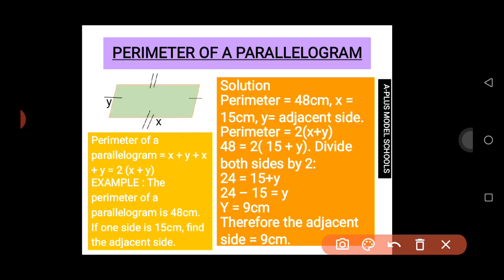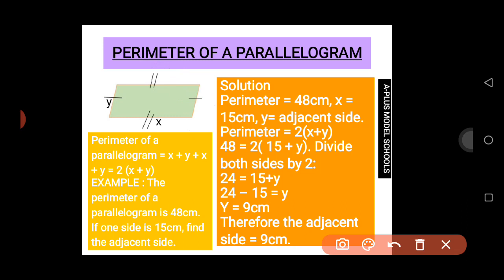So if I want to look for the perimeter, if this side is y, this side will also be y. If this side is x, this side will also be x. So my perimeter is y plus x plus y plus x, which is the same thing as 2 open brackets x plus y. So let's now look at one example under this.